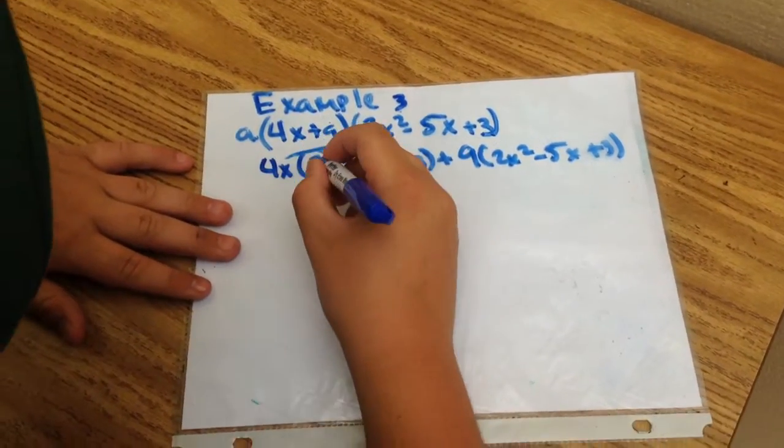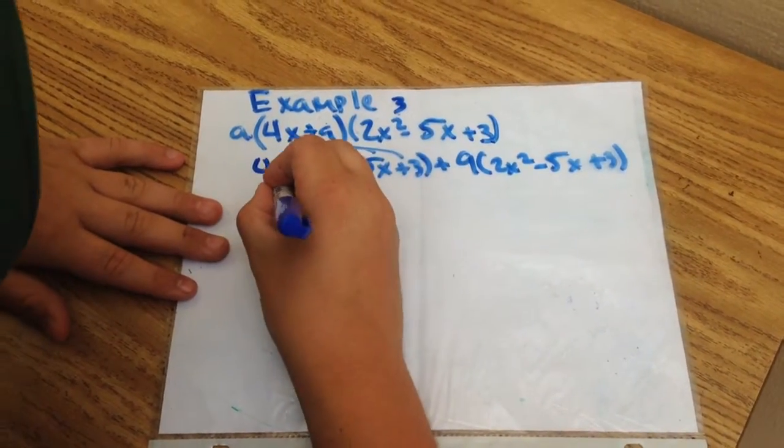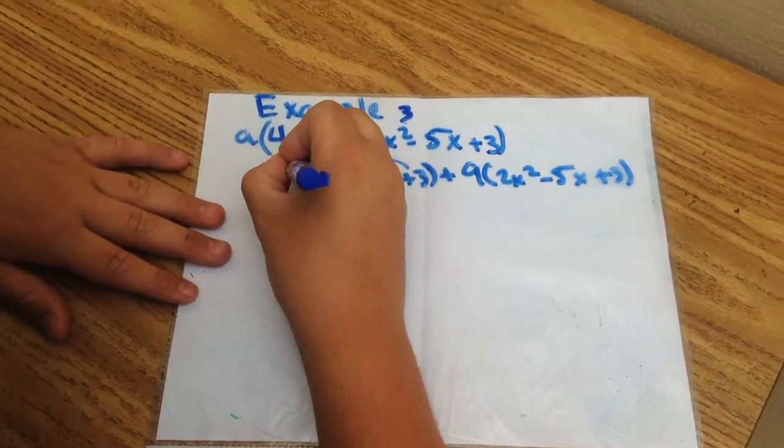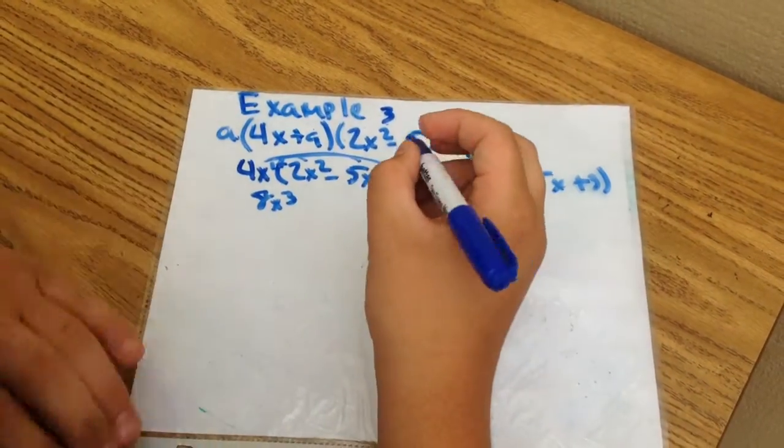So 4x times 2x squared is going to equal 8x cubed because you add these exponents. So 1 plus 2 equals 3, so 8x cubed.